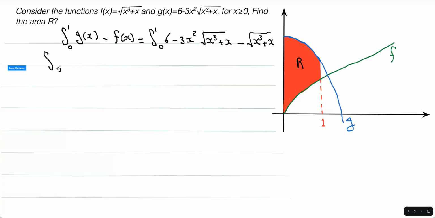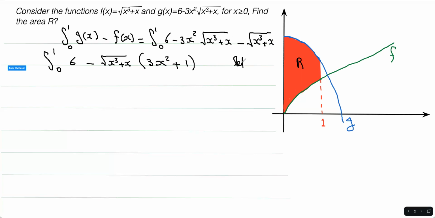So this is the integration between 0 and 1. 6 minus, if you notice, these two are the same right here. So I'm going to take the square root of x cubed plus x out as the greatest common factor, and then I'm going to end up with 3x squared plus 1. This minus changes to plus because we factored out a negative. Now that's exactly what we need, because now we could use substitution to solve this.